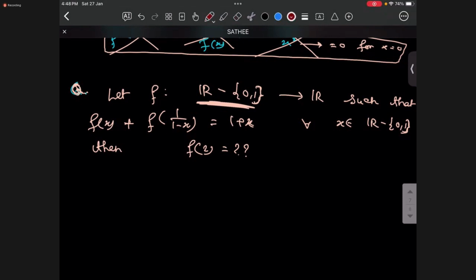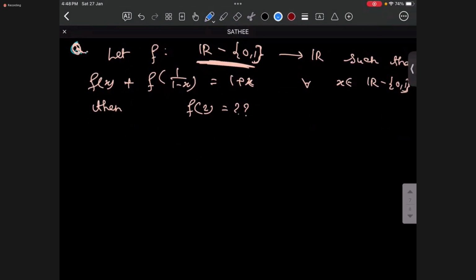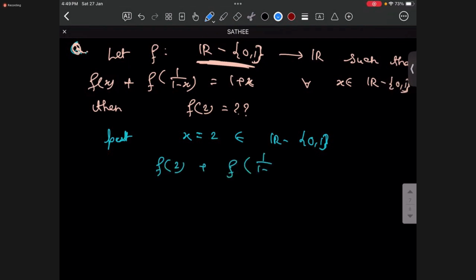Okay. So what will be the value of f(2)? Put x equals 2. This is obviously in the domain R minus {0, 1}. So let us put the function there. What do we get? f(2) plus f(1 by (1 minus 2)). This is equal to this.